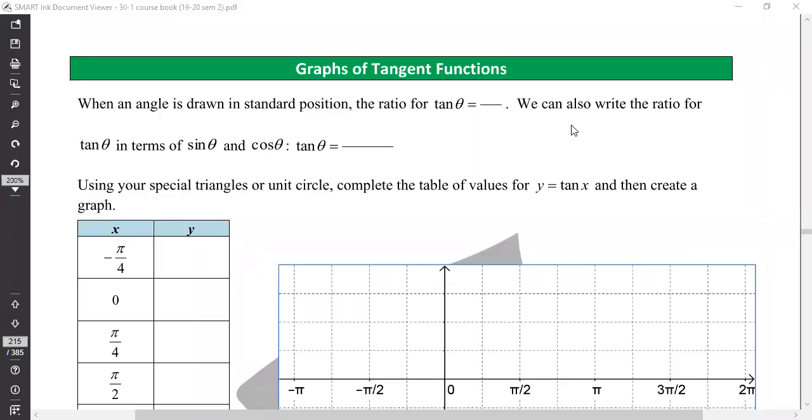All right, so let's go ahead with this last section of this unit. This is graphs of tangent functions. So these end up looking quite a bit different from sinusoidal. And that might not be really surprising when we think about what happens in our unit circle.